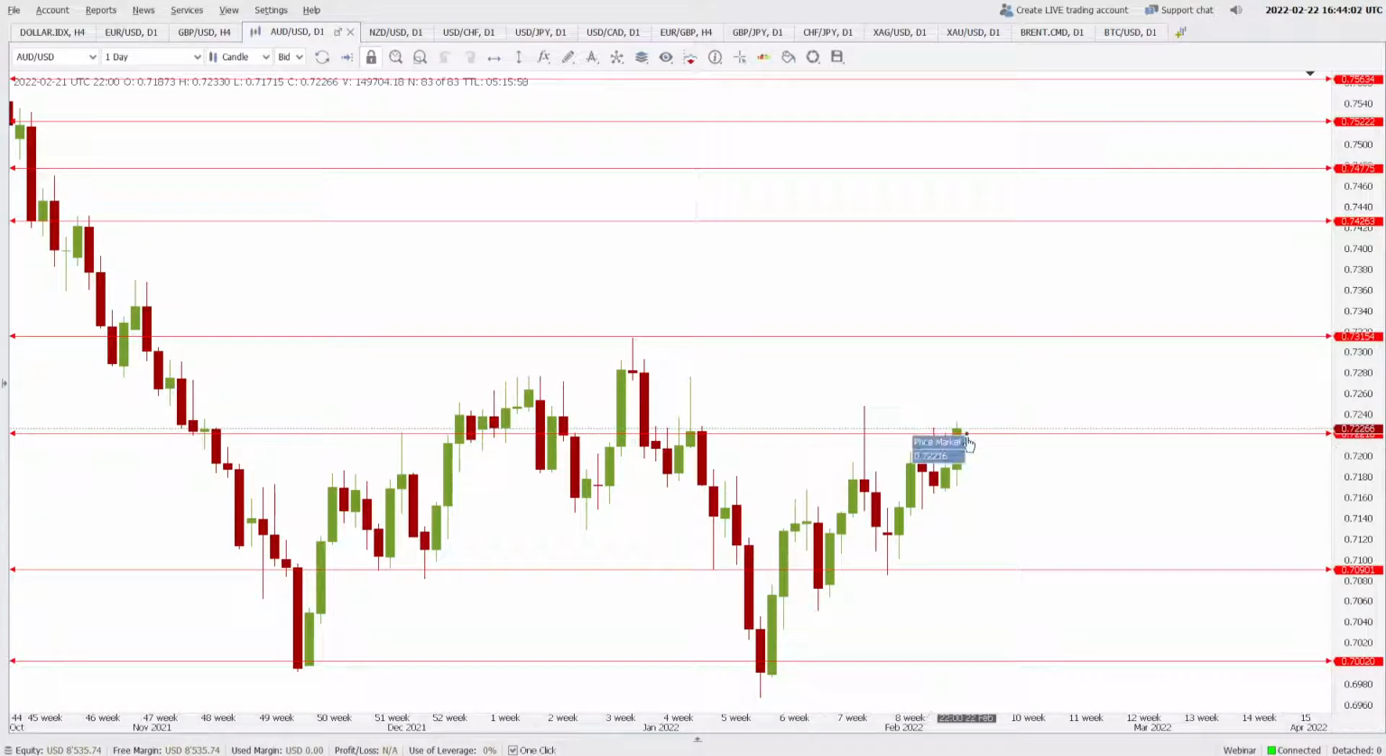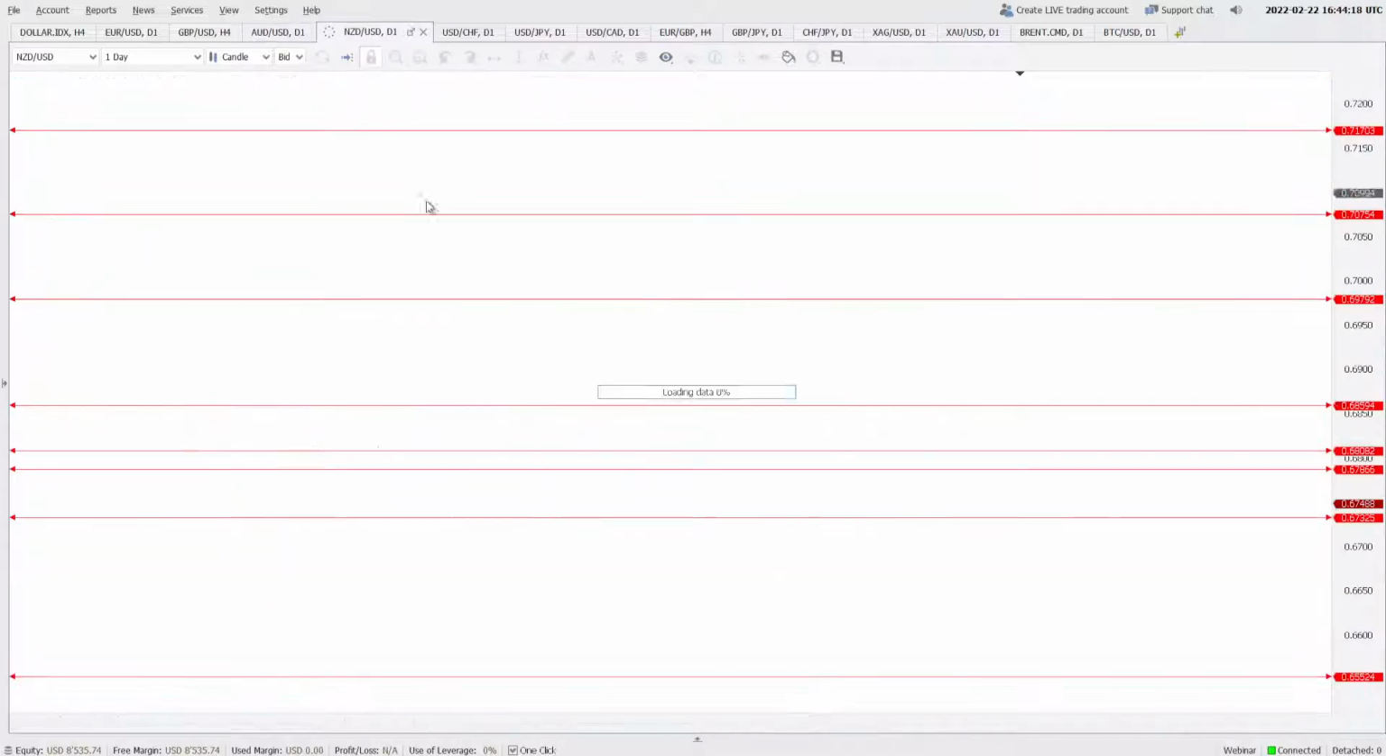So where is the resistance? 0.7315 is the immediate resistance. 0.7221 is the support if the candle closes higher, and if it fails to close higher, then 0.7090 will be the support, and 0.7221 will still exist as a resistance.